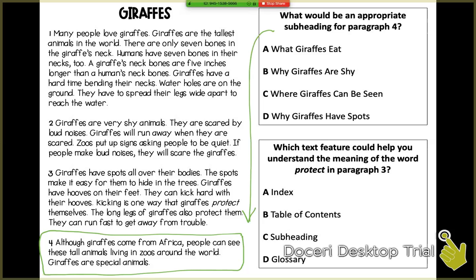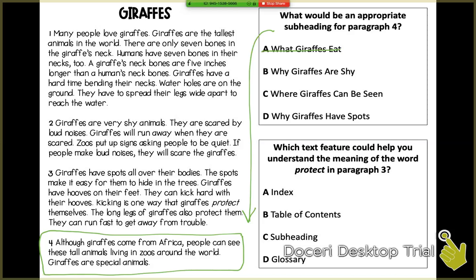So A says what giraffes eat. You know, it never mentions one time in the story what giraffes eat. Isn't that interesting? There's not any text, there's no paragraph that mentions what giraffes eat. And especially paragraph 4 does not talk about what giraffes eat. So that subheading would not be good to use because it doesn't tell us what's coming up. Slash it and trash it.